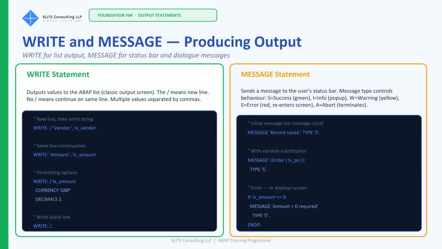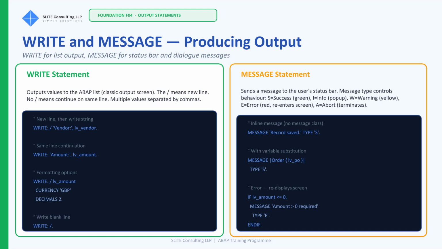The write statement produces list output, lines of text on the classic ABAP output screen. The slash means start a new line before writing. Without the slash, ABAP continues on the same line. You can write multiple values in one write statement by separating them with commas after the colon.